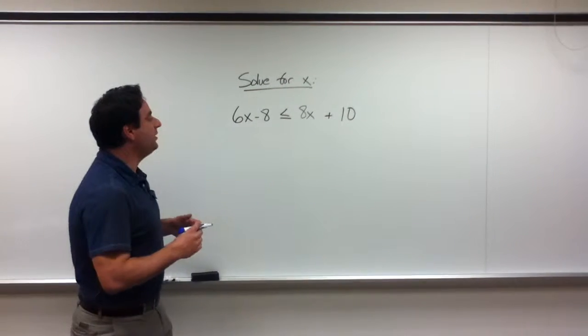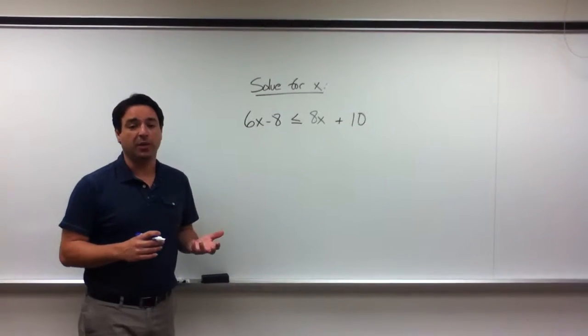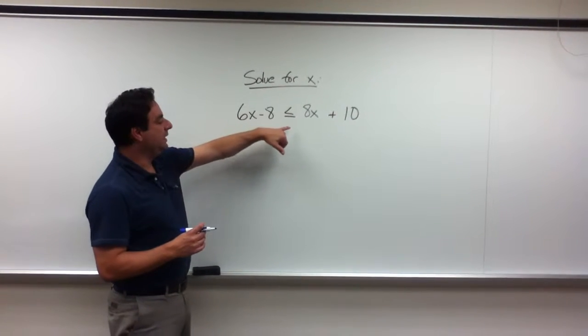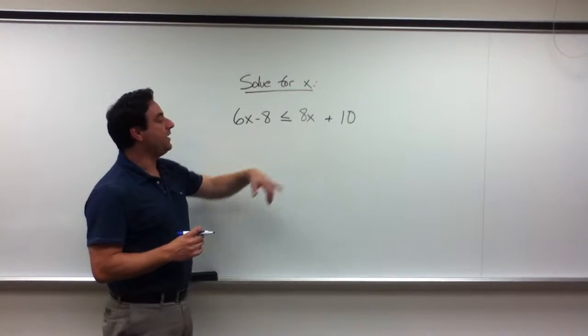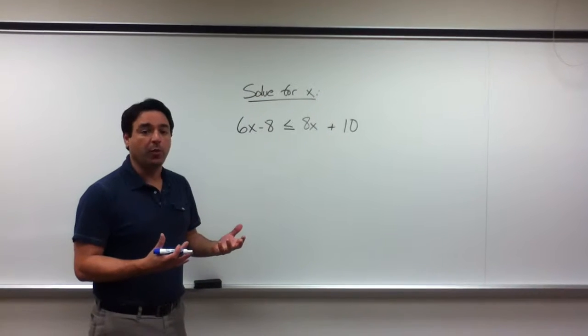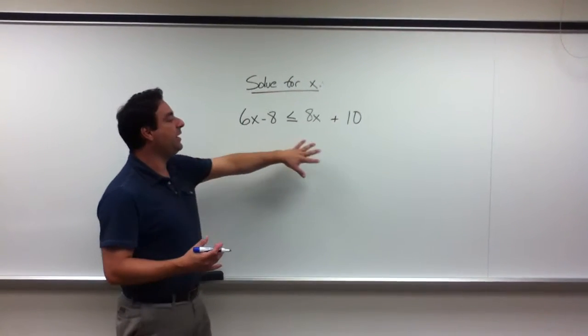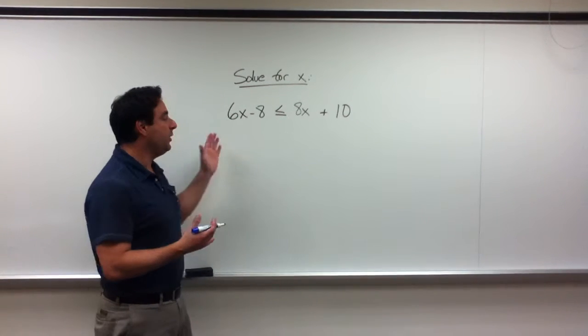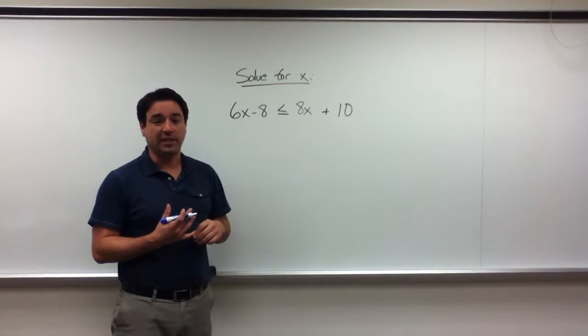Good. Today we're going to solve for x in this algebraic inequality. Notice we have 6x minus 8 less than or equal to 8x plus 10. First thing we normally look for is, on the left side and the right side, if there's anything we can combine, anything we can simplify. But in this case, we don't have to worry about simplifying the left or right side.